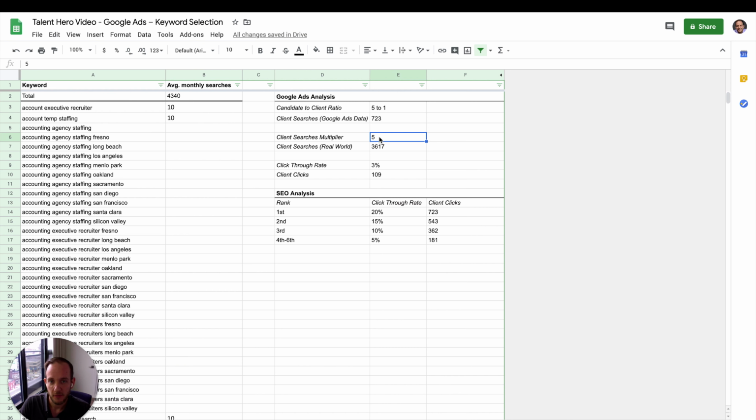So that means that if we multiply 5 times 4,340, we get the total number of searches. And if we look at how many searches are by client, all we have to do is multiply 5 times 723, and we see that there's actually probably around 3,600 searches for this client. If you get about 3% click-through rate, meaning about 3% of people click on your ads, you're going to get about 110 new client leads to your website every month with this campaign. So you can see that can make a pretty meaningful difference to your business.